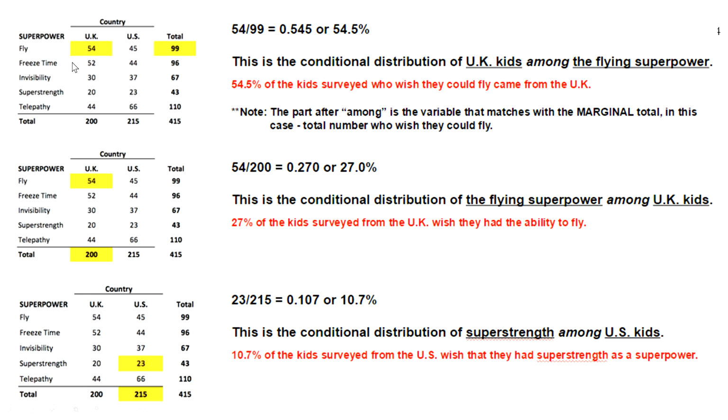We can say, given you're looking at flying, so 54 over 99, 54.5% of the people that preferred flying are from the UK. So this is the distribution of UK kids among the flying superpowers. Given you like flying, 54% are from the UK.